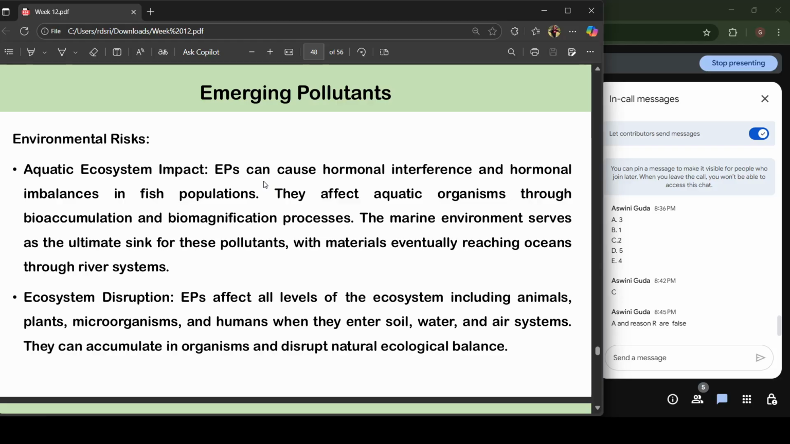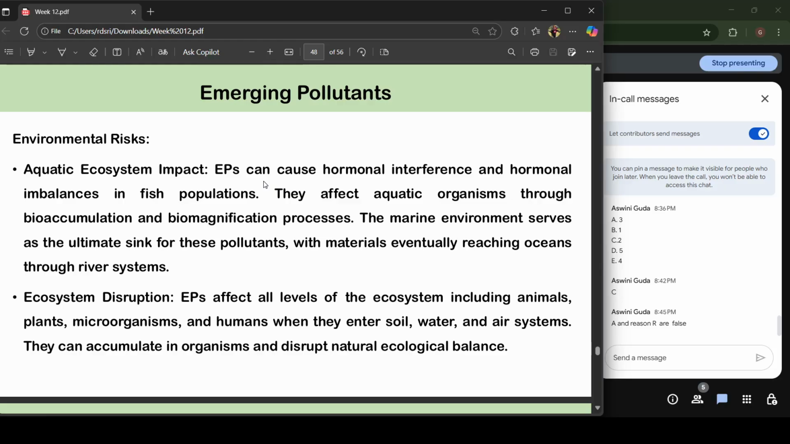Okay. So they have high risk on aquatic ecosystem where they cause this interference with the hormones of both animals and humans. So that is called endocrine disruption. So, endocrine system is the hormonal system in all microorganisms and humans, and these emerging pollutants can cause interference in all these. And it also causes ecosystem disruption because they have this high risk of getting accumulated in the food chain, getting biomagnified, and causing a lot of diseases which are very new.